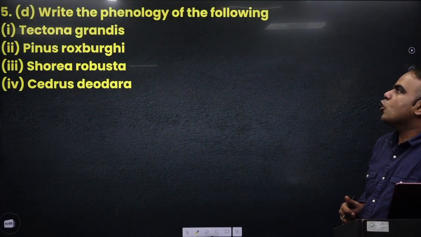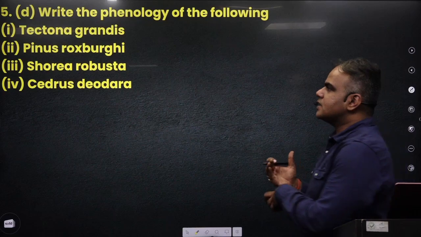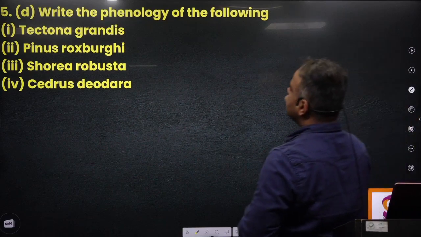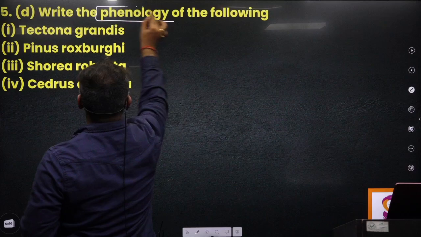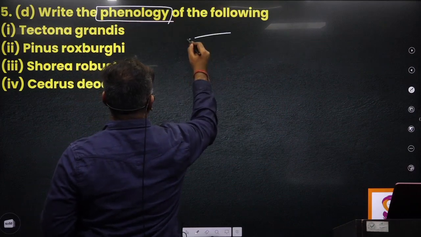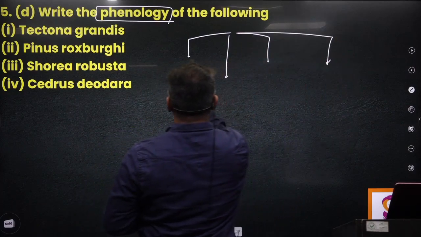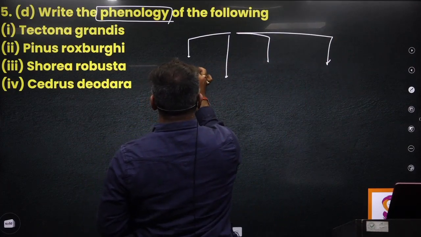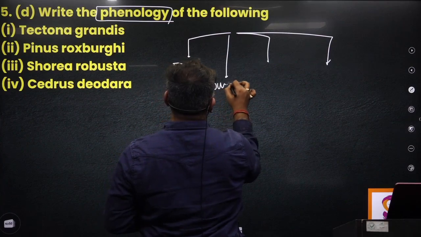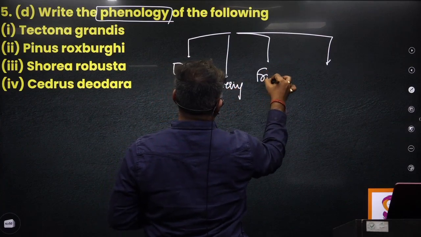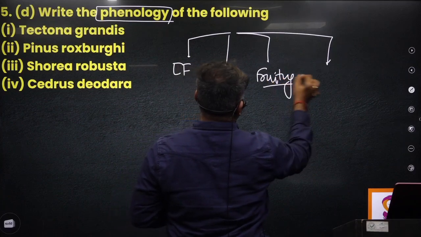Now write the phenology of the following. Again, this is an example we will have a look at. Now the question is phenology. Phenology is the calendar of when the leaf will fall. Again, 4 things you have to know. Okay, right from the leaf fall to flowering, to fruiting, to germination.